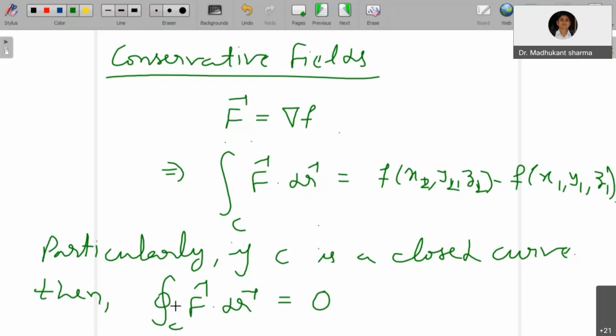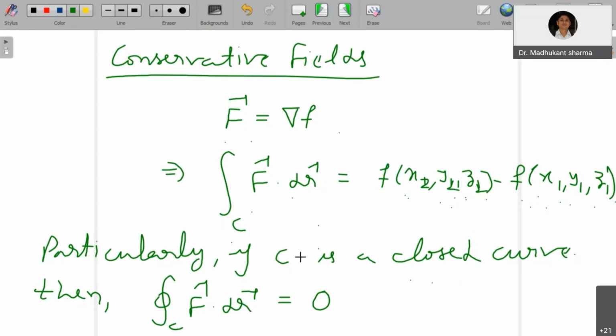So if the field is conservative, meaning there is a scalar valued function f such that F equals gradient of f, the fundamental theorem for line integrals tells you that the integral over C of F dot dr is f of x2, y2, z2 minus f of x1, y1, z1. Now whenever C is a closed curve, the end point and initial point are the same, so the functional values at both points are the same. So that is going to be 0, with this minus this, whenever you use it.